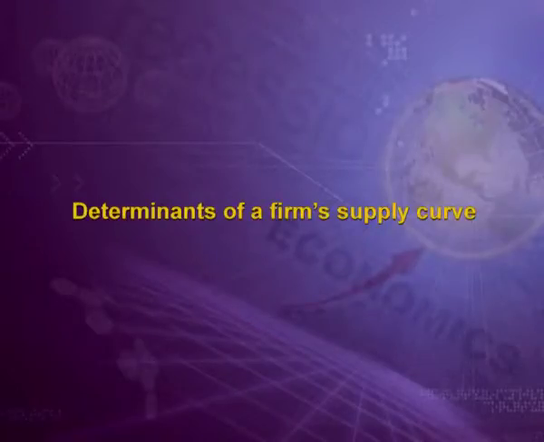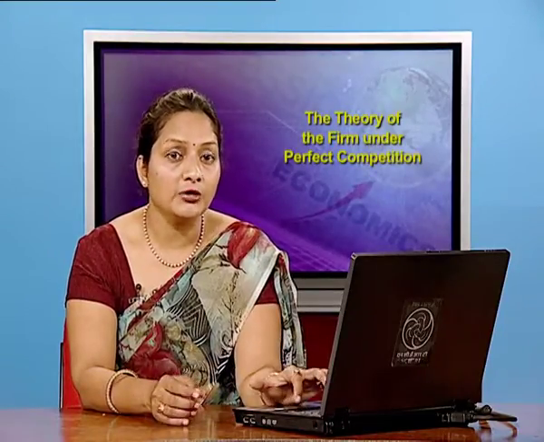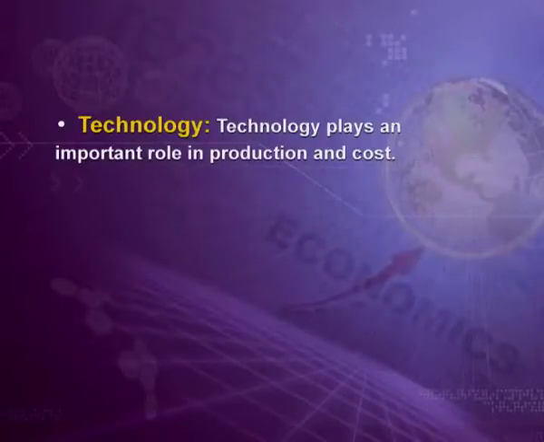Our next heading to discuss is determinants of a firm's supply curve. We have seen that a firm's supply curve is a part of its marginal cost curve. Thus, any factor that affects a firm's marginal cost curve is a determinant of a firm's supply curve. There are three such types of factors. First among them is technology.